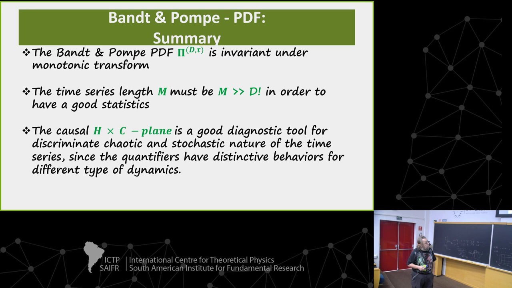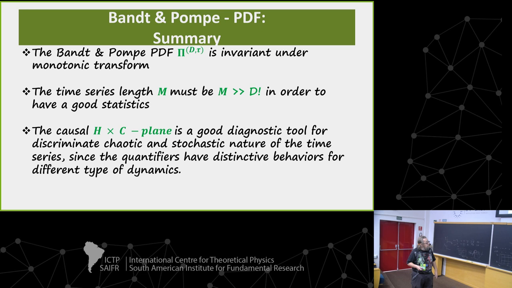Of course, another very important thing is that the Bandt and Pompe distribution of the ordinal pattern is invariant under monotonic transform. This is very important for the case of experimental data, because if we multiply or add a constant to a time series, the probability distribution that we obtain does not change. And from a practical point of view, the number of data that we need to make a good approximation to the probability distribution must be much greater than d factorial, where d is the length of the pattern.